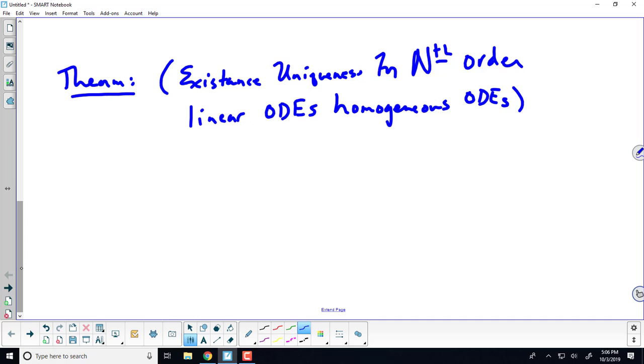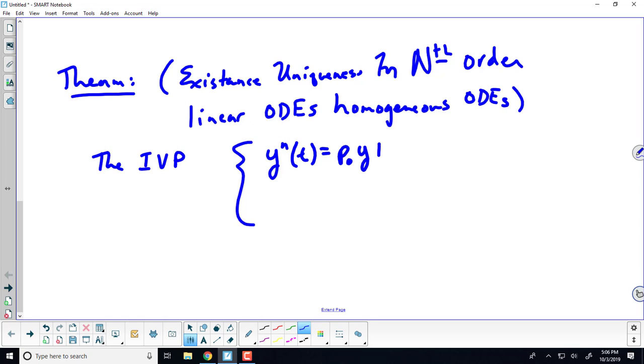So it says that the IVP, which would look like y sub n of t equals p naught y plus p1 y prime plus dot dot dot plus p n y sub n minus 1. So that's the nth order linear ODE.